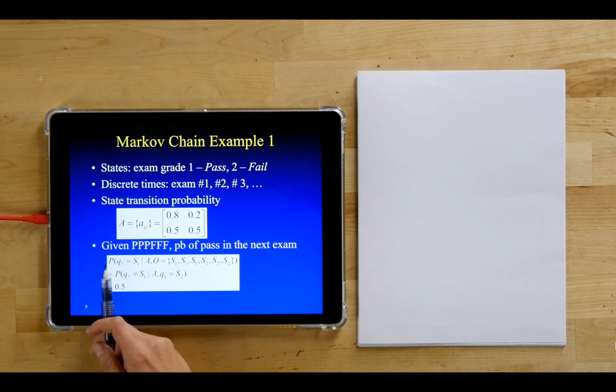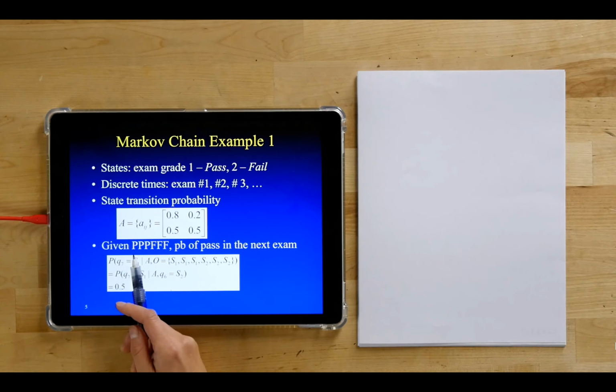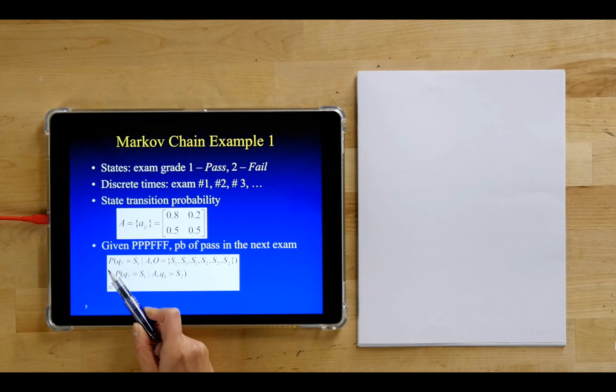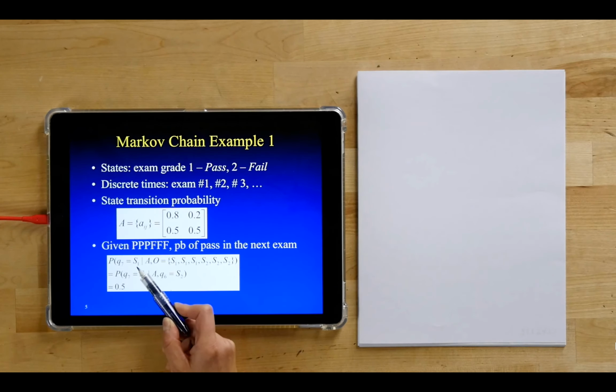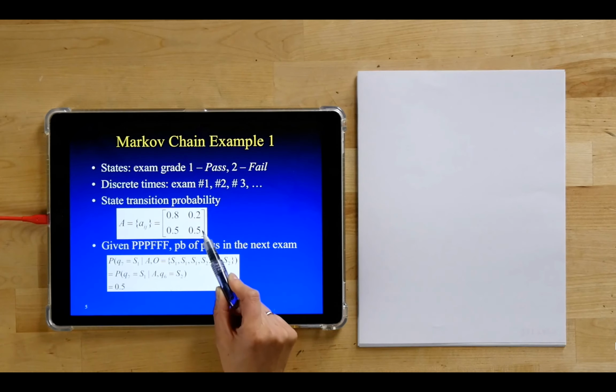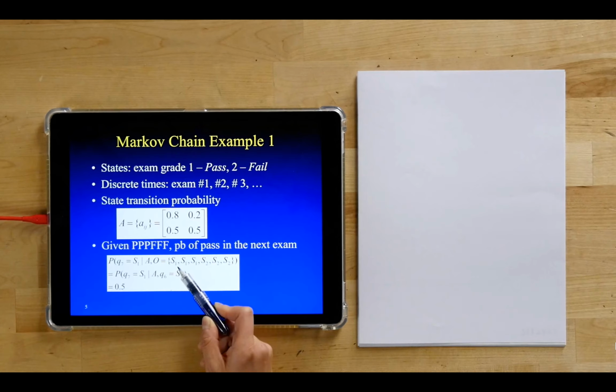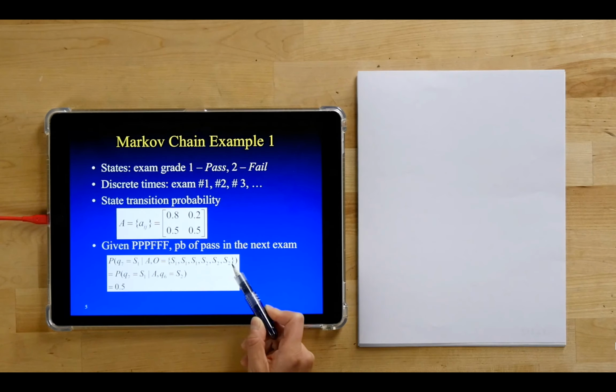And so let's look at this. Given some student has taken 6 exams this semester, and their grades are pass, pass, pass, fail, fail, fail. What is the probability that in the next exam the student will pass? You can see this is given by this probability distribution, where we're asking what is the probability that on the 7th exam the student will pass, in this case state 1, given A, the transition probability, and knowing that we have observed 6 exams before where the student had pass, pass, pass, and fail, fail, fail.